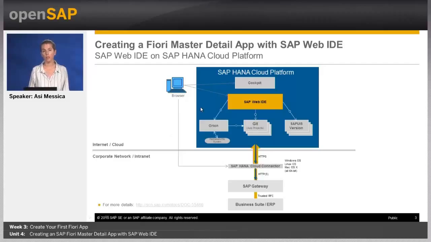The Cloud Connector needs to be installed on a machine which has access to your internal network where the backend is installed on the one hand, for example, SAP Gateway, and the open internet where SAP HANA Cloud Platform exists on the other hand. The SAP Gateway system is already available on the open internet, so we don't have to use the SAP HANA Cloud Connector for this course.